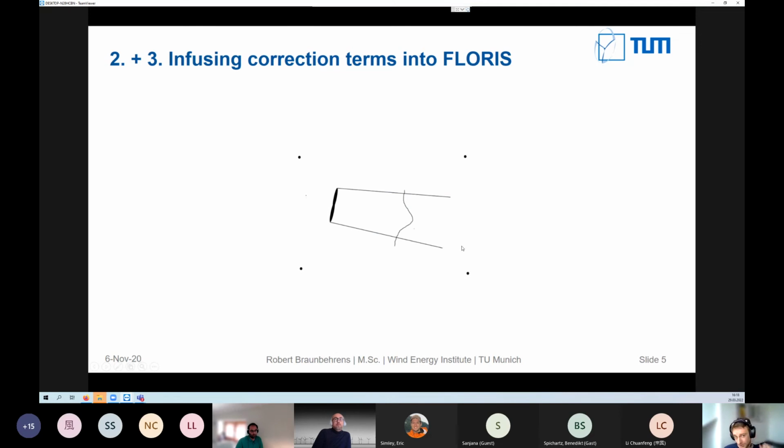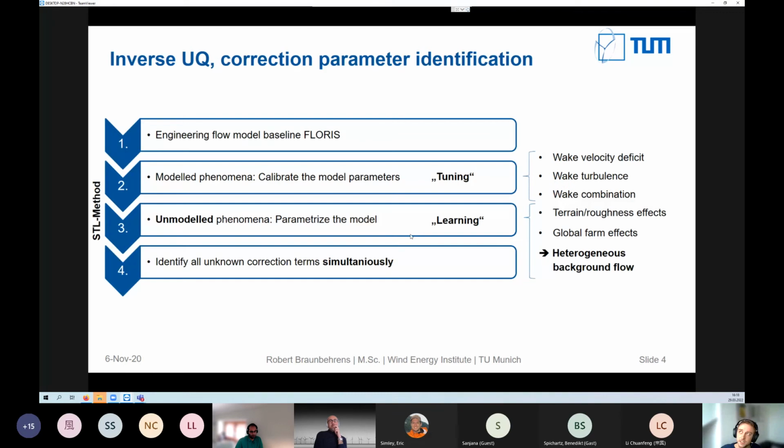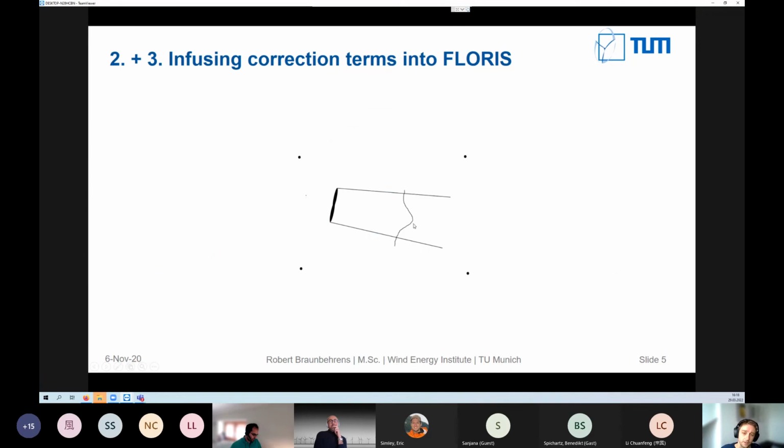So maybe to be a bit more concrete about how all of this correction is done, if we look at this idealized wake here, then as I said, we are at the moment perfectly happy with all of the wake models that are in FLORIS. Before, in a previous work, there was no secondary steering model in FLORIS, and that was then taken care of by this number 3 here, data-driven correction. But now it's in FLORIS, so we don't have to worry about that anymore.